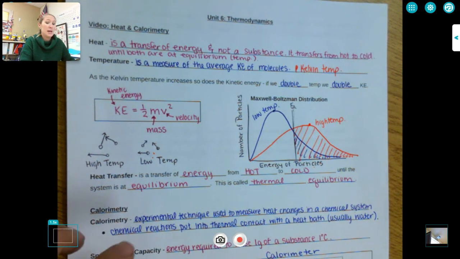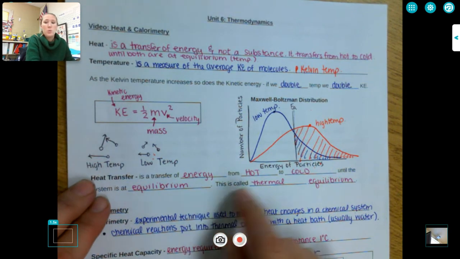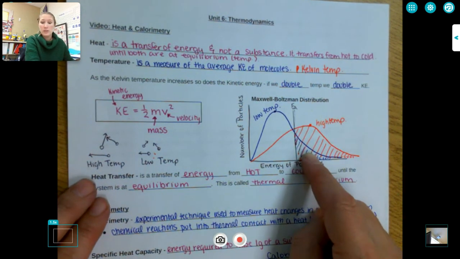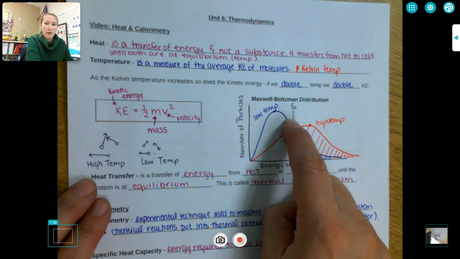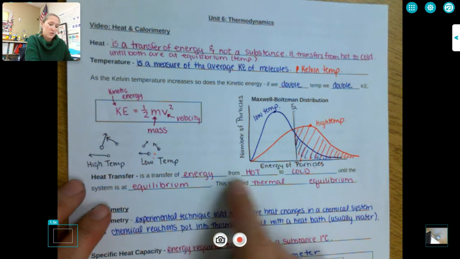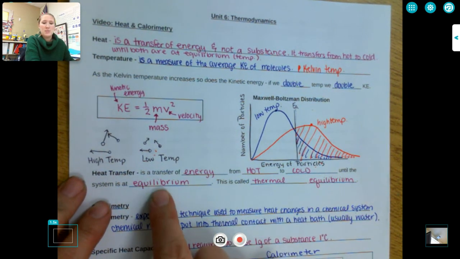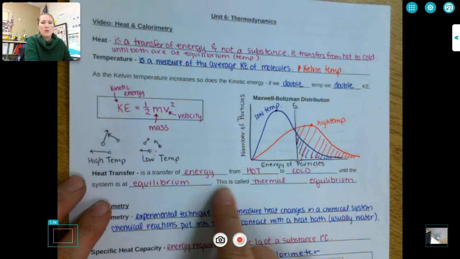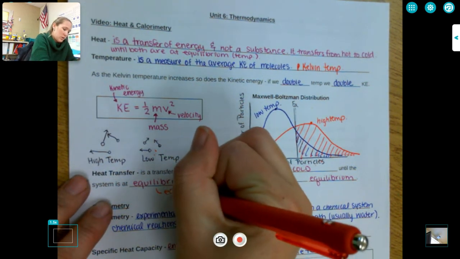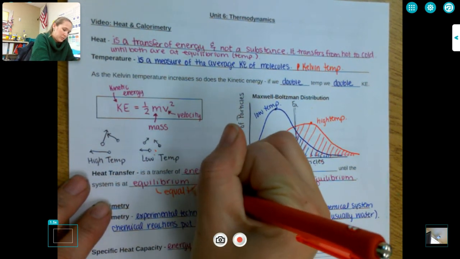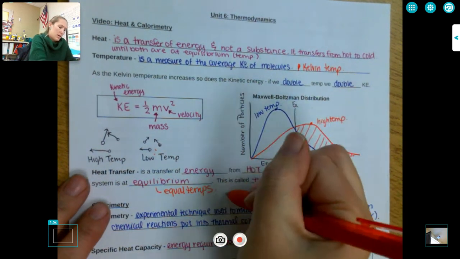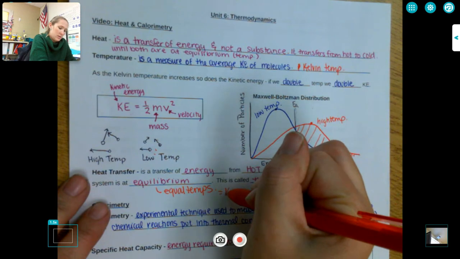All right. So again, heat transfer, we could transfer energy from these high temperature molecules to the low ones, and then we'd have some sort of middle ground here, right? We could do that, but it's a transfer of energy from hot to cold until the system is at equilibrium, and we call this thermal equilibrium, and this equilibrium is where we have equal temperatures or equal kinetic energy of molecules.